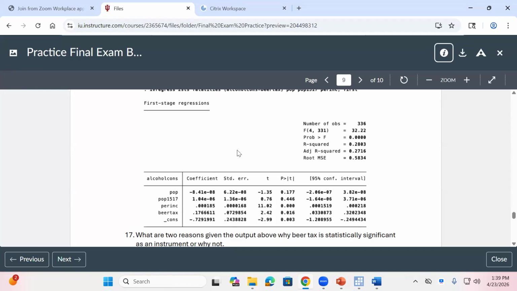So don't try to come up with some weird explanation like, well, people don't drink just beer, and so the tax might not. So let's just think about an alcohol tax, okay? So what am I looking at for my first stage? Is that F statistic greater than 10? And is that coefficient associated with my instrument statistically significant? Or can I reject the null?